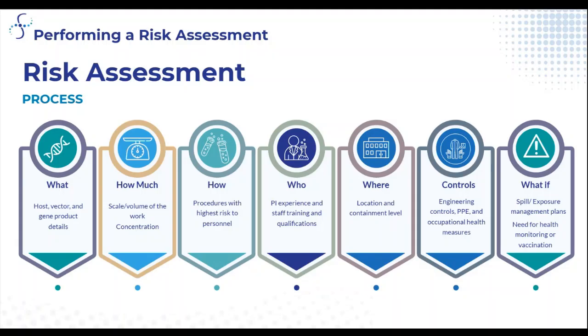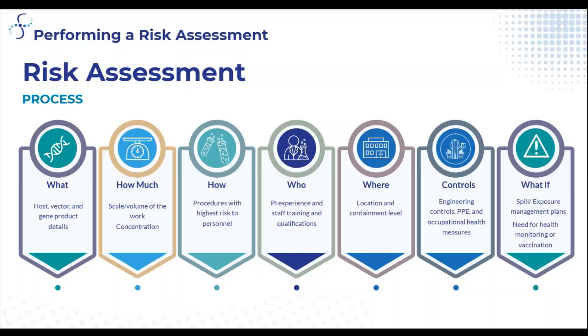Think of this as detective work. We need to ask, what exactly are we doing to it? A small experiment in a test tube is very different from large-scale production. What new features are being added? A gene product could introduce toxins, alter transmissibility, or have unexpected effects when combined with others. What's the escape plan, and how do we stop it?